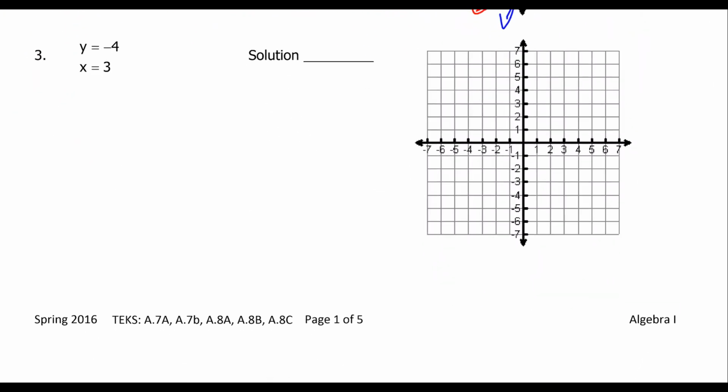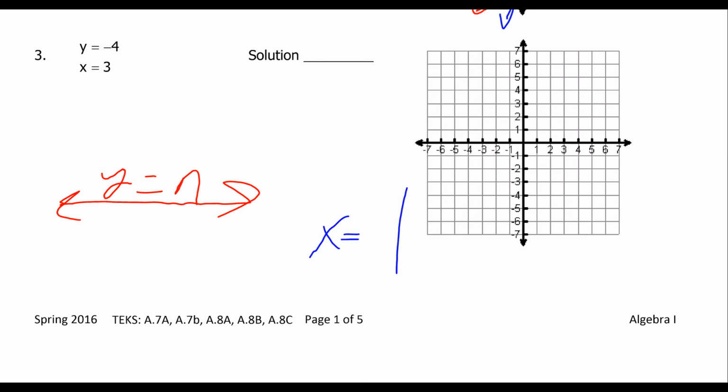Now, number 3. Okay? Number 3 is very simple, okay? Y equals goes like that. Okay? X equals is going to look a little something like that. Okay? X equals is going to go up and down. Y equals is going to go left to right.